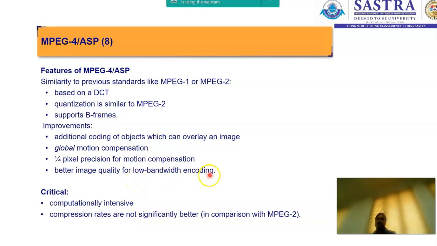So that's all about the video compression standards, that is MPEG 1, 2, and 4. As per the syllabus, we saw the working of MPEG 1, 2, and 4. In the next session, we'll see the broadcasting video standards.